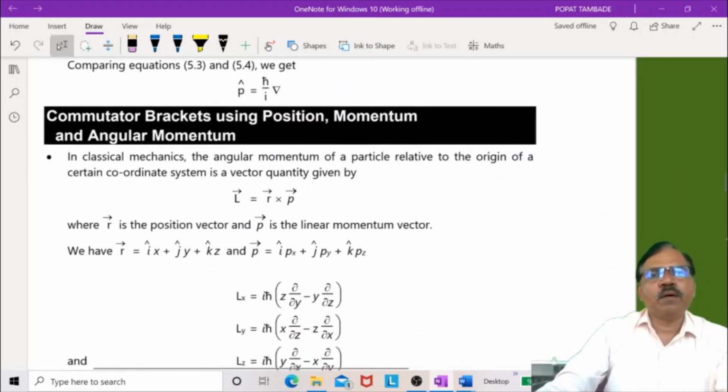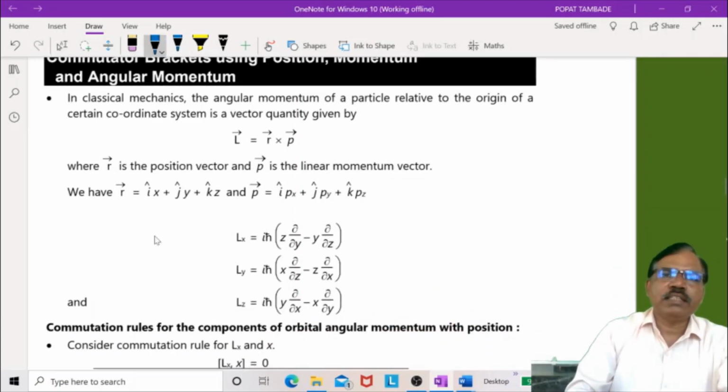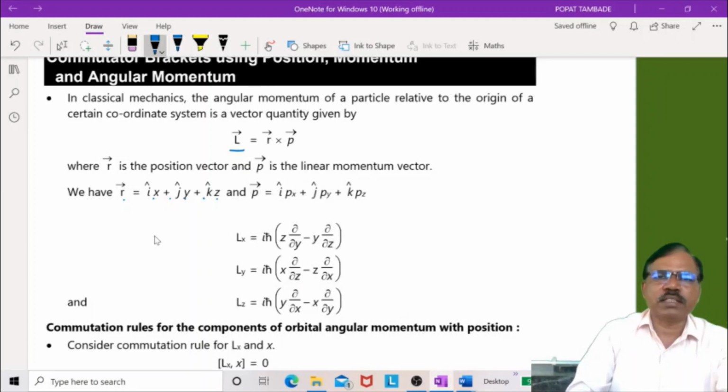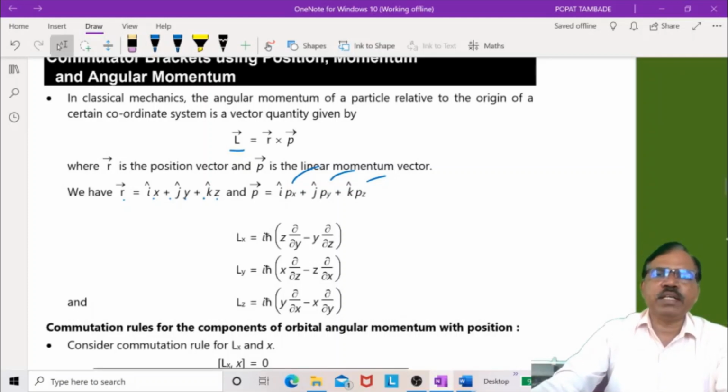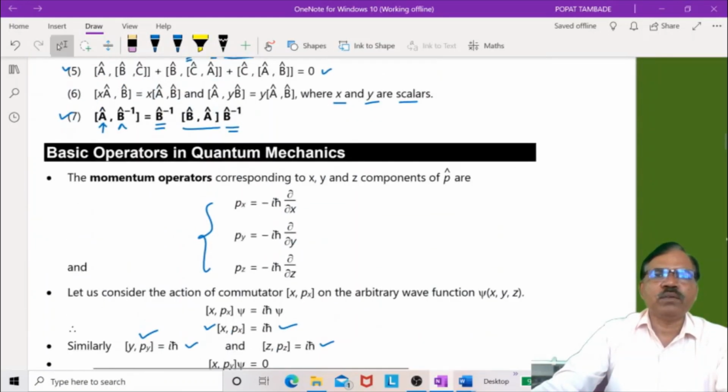Now we will go to angular momentum operators. Classically, angular momentum is given as the vector L equal to r cross p, where r is the position vector and p is the momentum vector. We can have r equal to ix plus jy plus kz. The p vector is equal to i px plus j py plus k pz, and we have seen the components of these. If we write p in operator form, we know the components Px, Py and Pz.